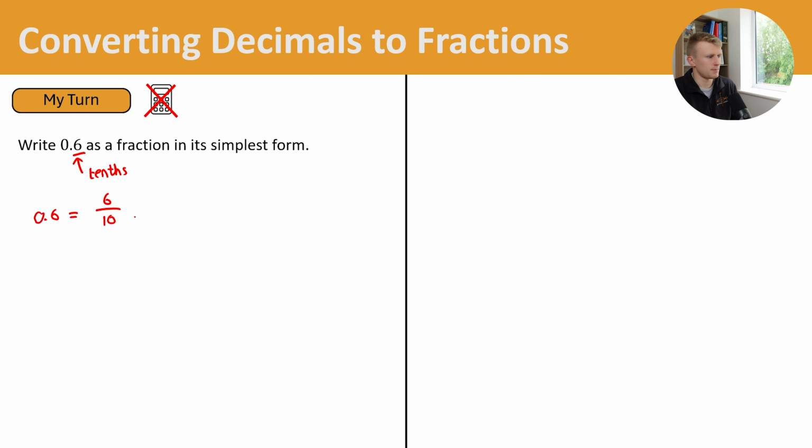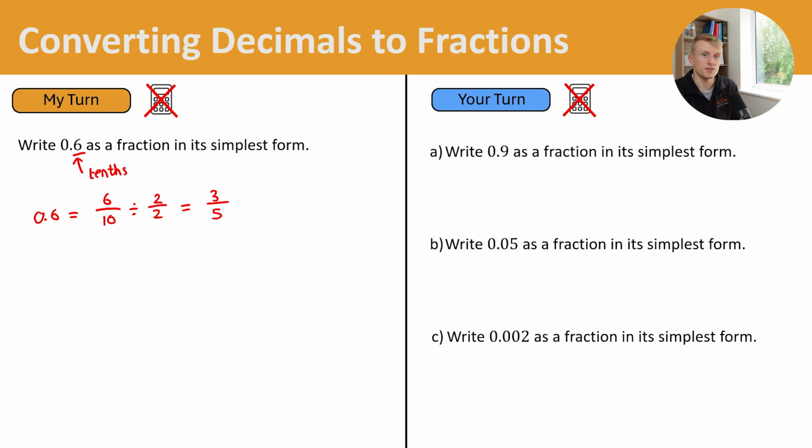And we want to write it in its simplest form, so we're going to divide through by the highest common factor of 6 and 10, which is 2. We'll divide 6 by 2 to give us 3, and we'll divide 10 by 2 to give us 5. So 0.6 is 3/5. Pause the video and give these questions a go.